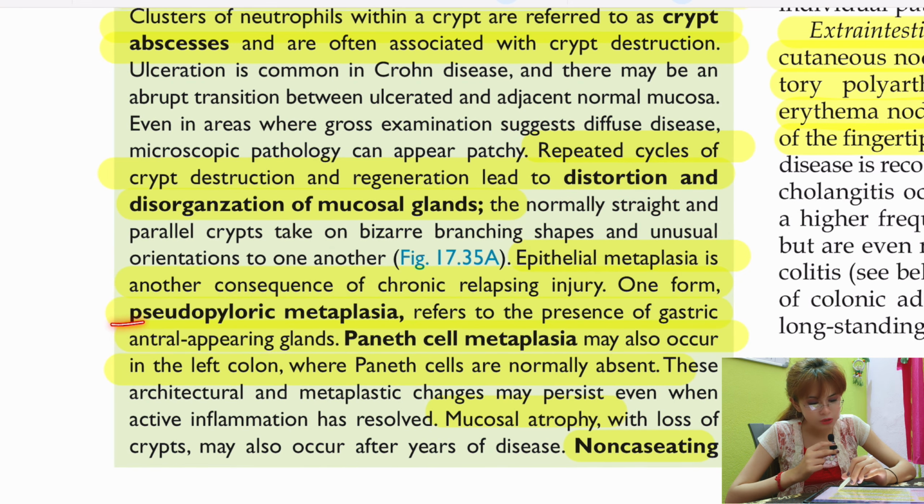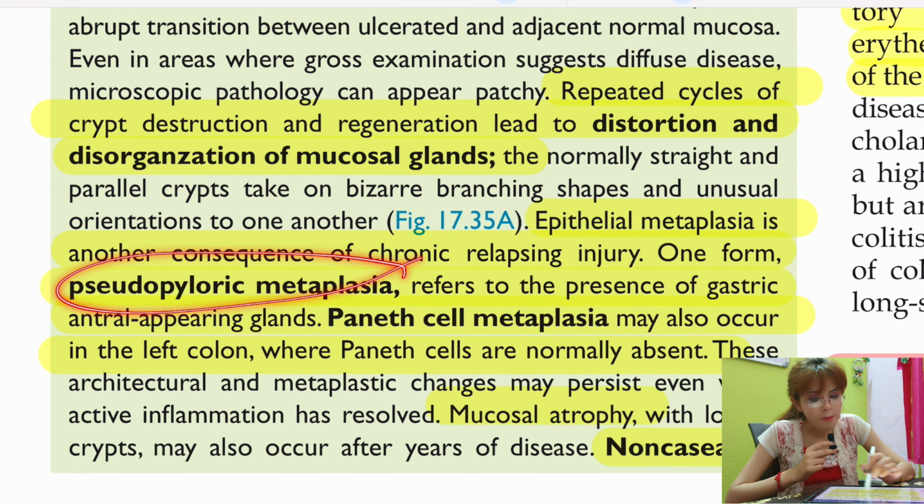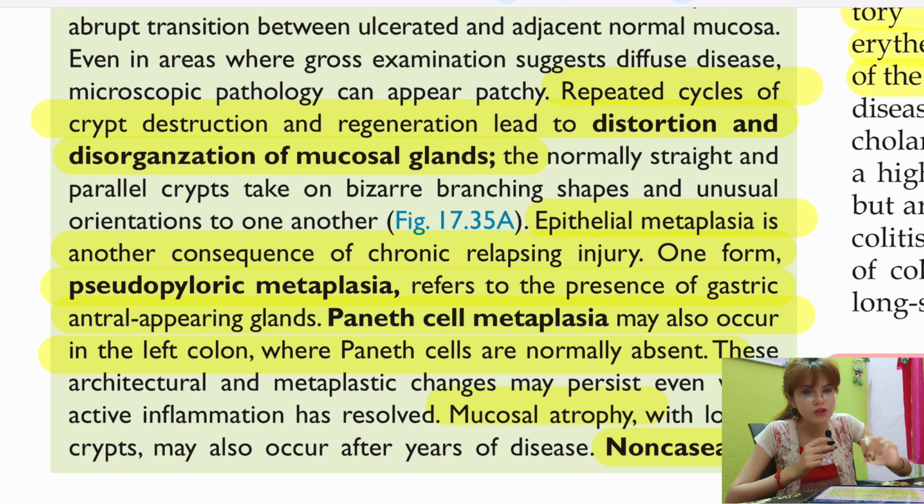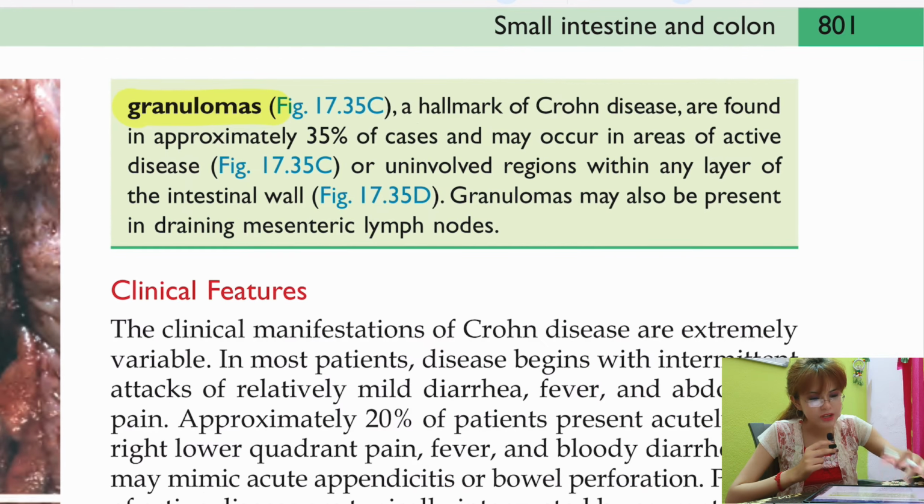One form known as pseudopyloric metaplasia refers to the presence of gastric antral appearing glands over here. So there is kind of a metaplasia because the gastric antral glands are present over here, which is an unusual place. It should not be present over here, but then it is present, and therefore it is known as pseudopyloric metaplasia. Paneth cell metaplasia may also occur in the left colon, where Paneth cells are normally absent. Now, mucosal atrophy may be there, and non-caseating granuloma is a hallmark of Crohn's disease.